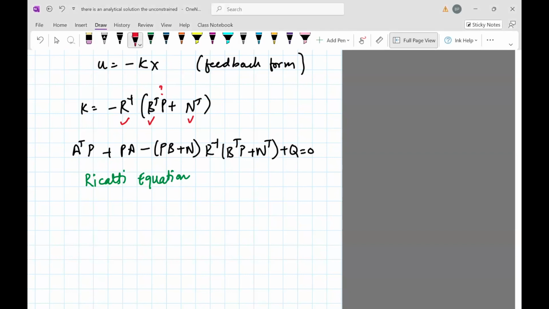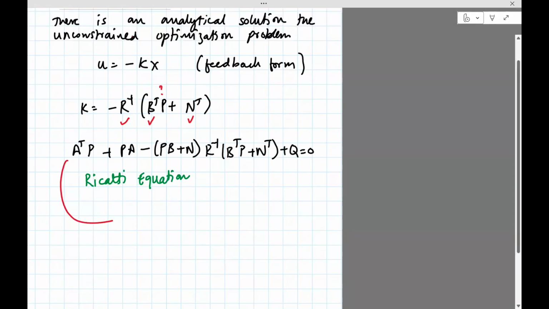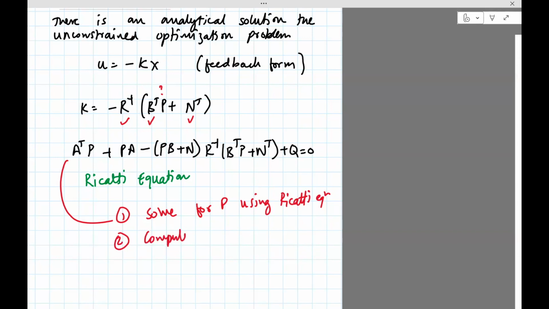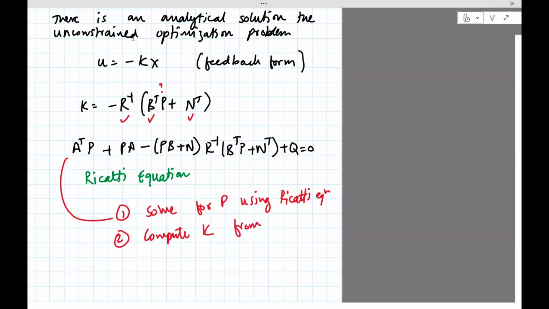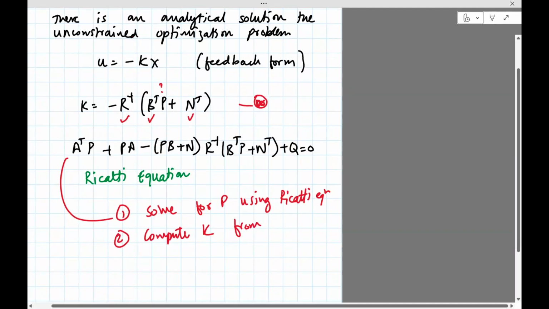So what we do is, step 1, solve for P using the Riccati equation. The second step is to compute K from, let's call this star, from this. There are two steps.